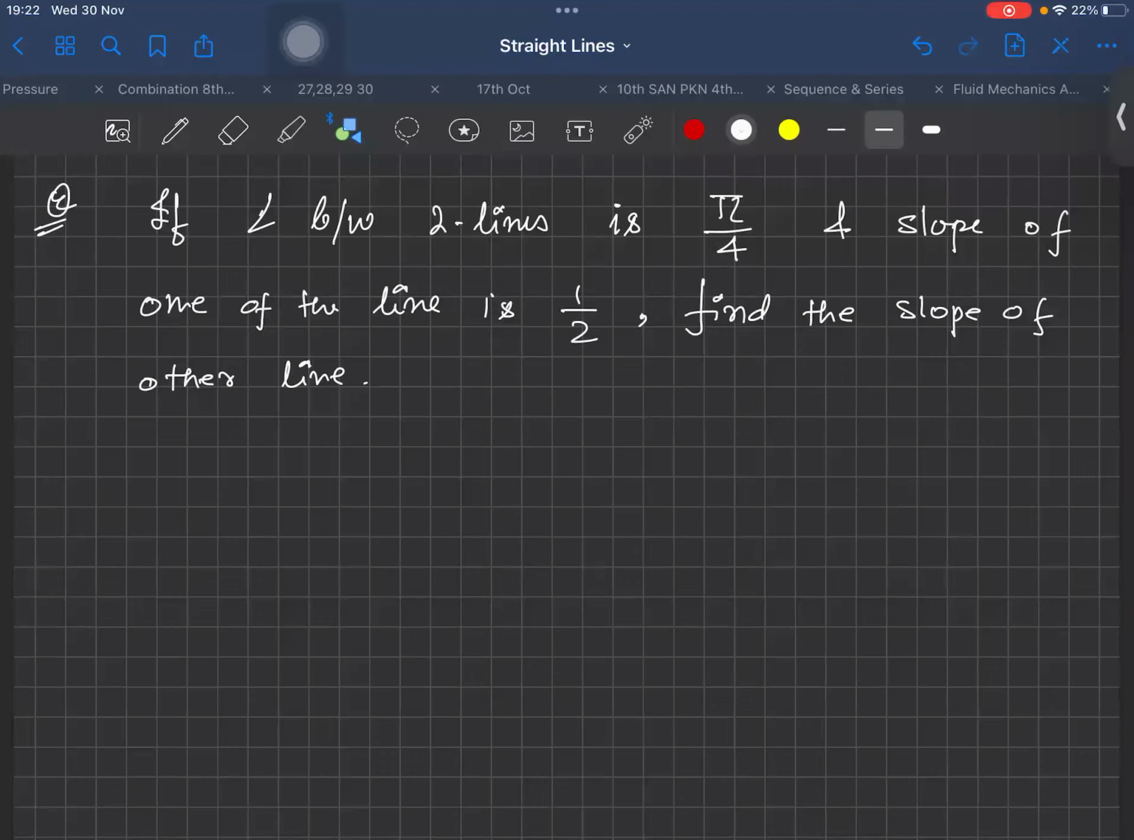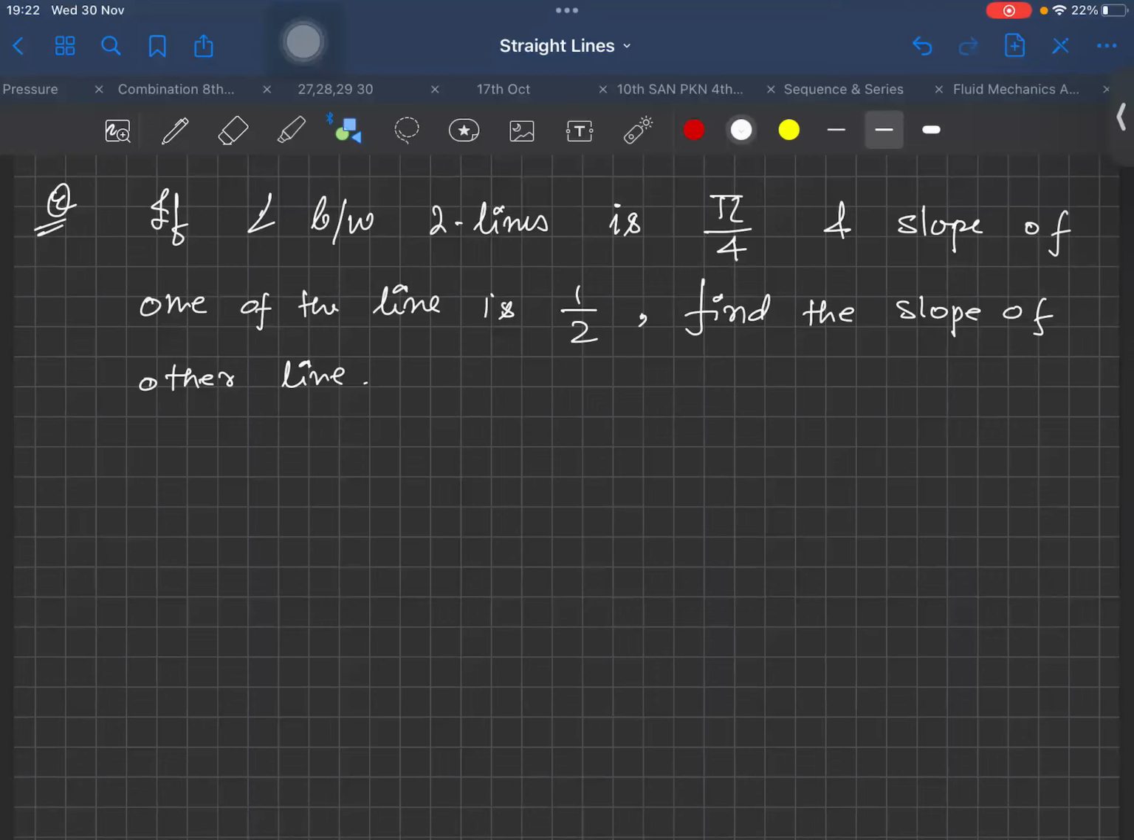How much did you get? Minus 1 by 3. I don't know, it's a question from the textbook. Again, I forgot the pin. Useless.